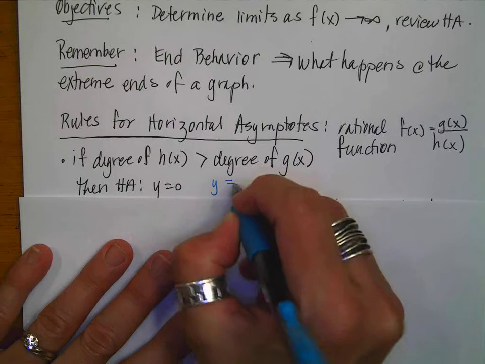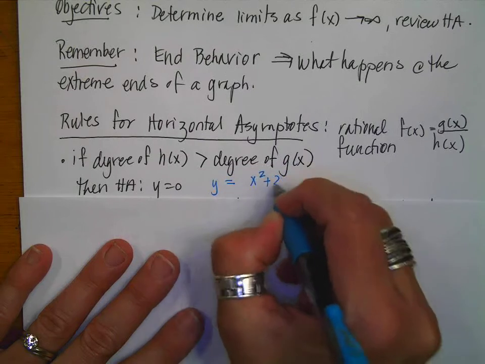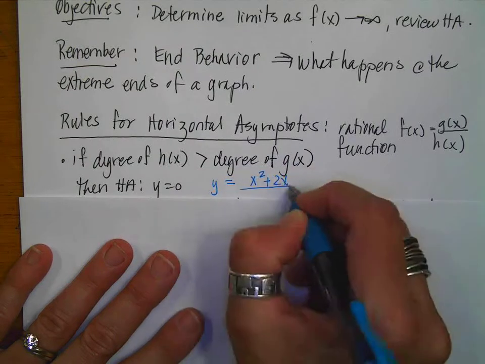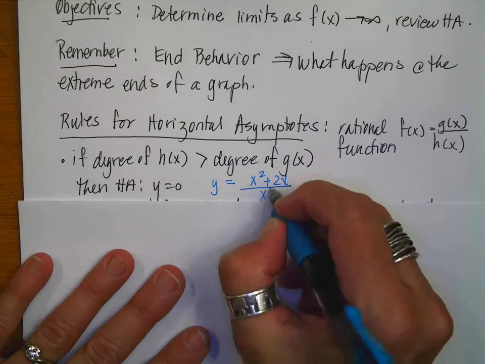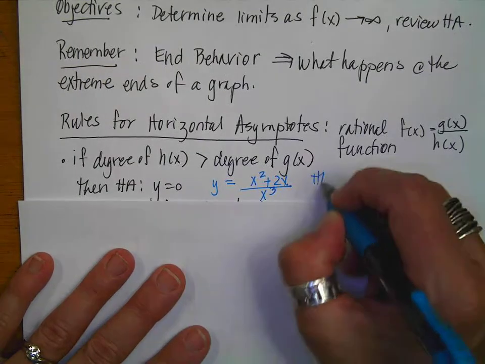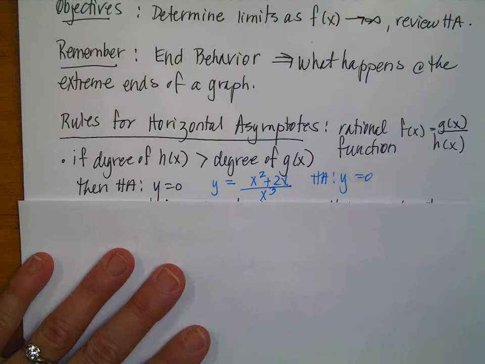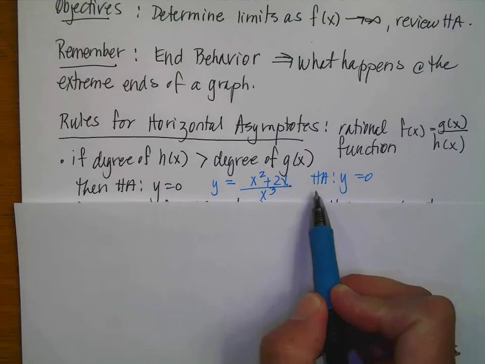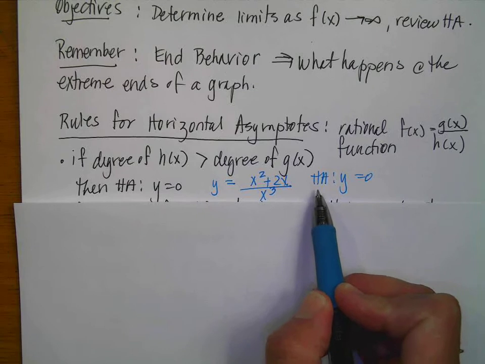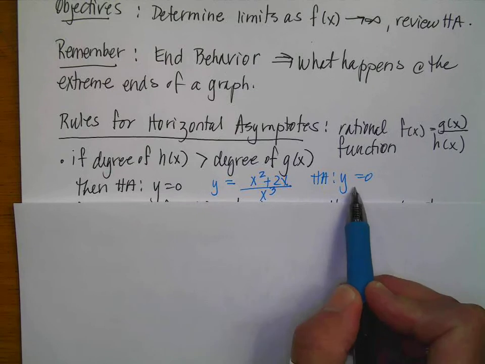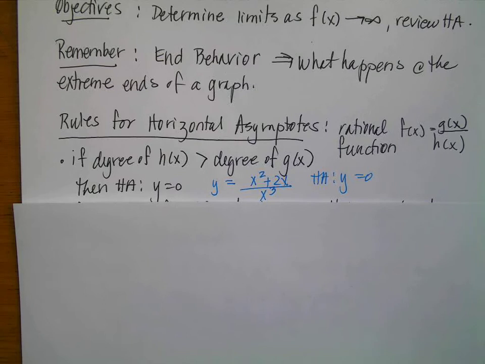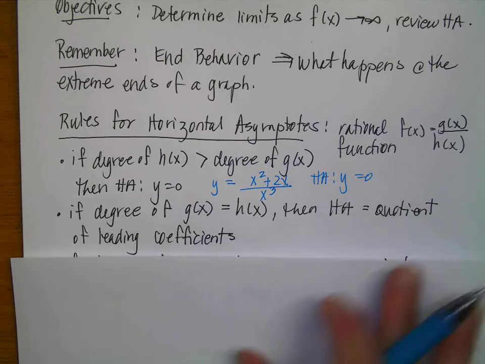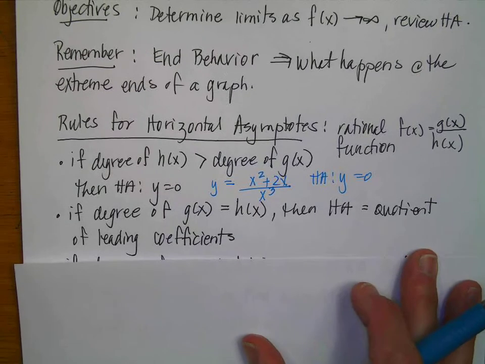So an example would be, let's say I have x squared plus 2x, and then I'm going to divide by x cubed, then the horizontal asymptote would be y is equal to 0. Remember, for asymptotes, you always need to tell me what type of asymptote it is, horizontal or vertical, and it's always an equation. Okay?